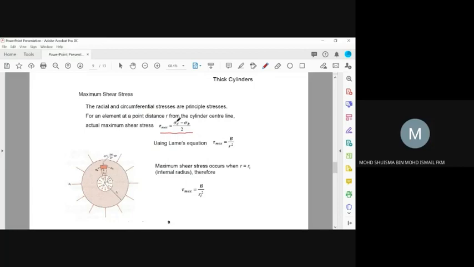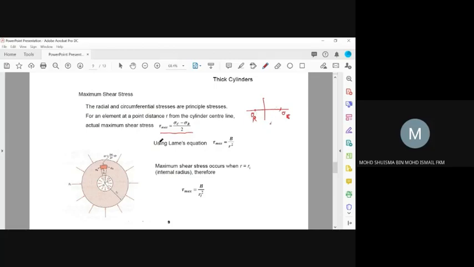Right, because one is positive, the other one is negative. So if you have a Mohr circle, then you know that sigma 1 will be on one side, sigma 2 will be on the other side. Okay, in this case, sigma 1 is equal to sigma C, and sigma 2 is equal to sigma R, because sigma R is negative. Therefore, if you draw the Mohr circle, you know that the maximum shear stress is equal to the radius of the circle. And the radius of the circle is equal to sigma C minus sigma R over 2.